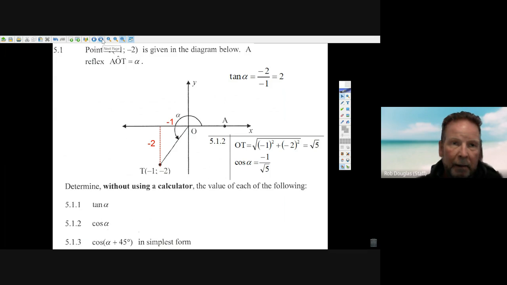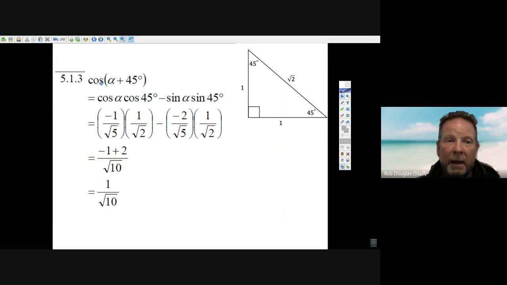Okay, the next question, the cosine of theta plus 45 degrees. Well, your formula sheet says that it's the cosine of the first angle, the cosine of the second angle, minus the sine of the first and the sine of the second angle. That's a formula from your formula sheet. Now, if they say without a calculator, you've got to have a special triangle like this, so show that you can do it without a calculator. Well, what's the cosine? It's adjacent over hypotenuse. It's 1 over root 2. Well, there's the cosine of 45 degrees, 1 over root 2.